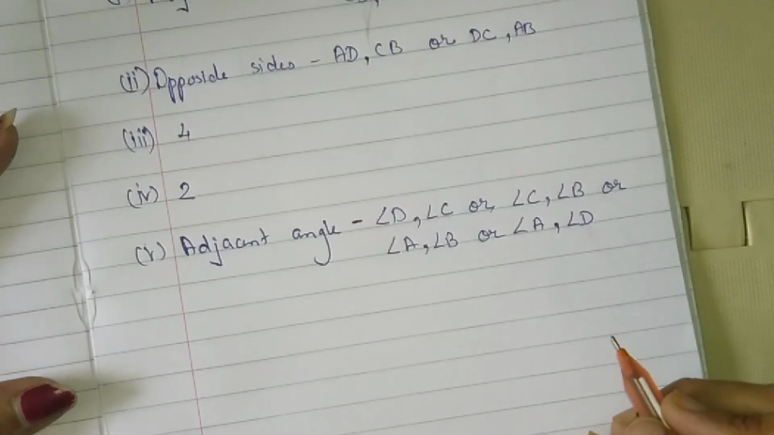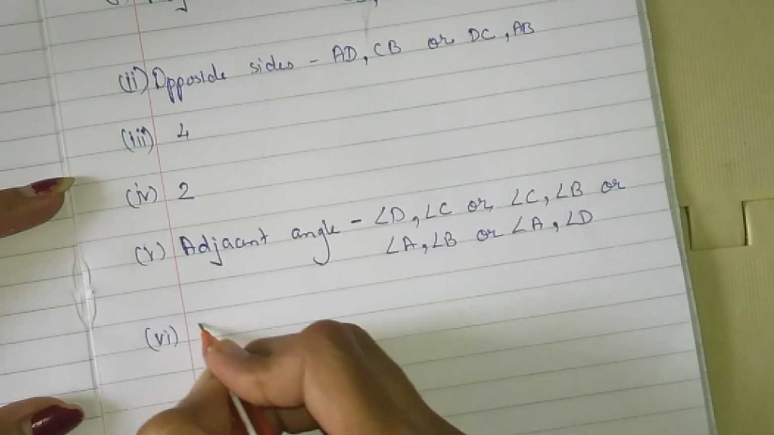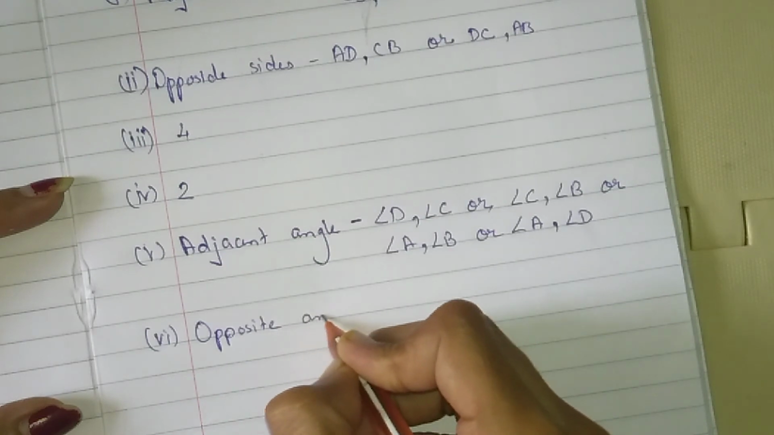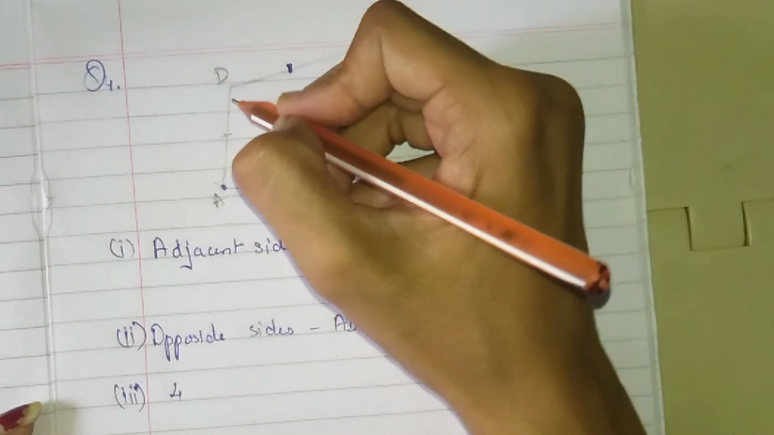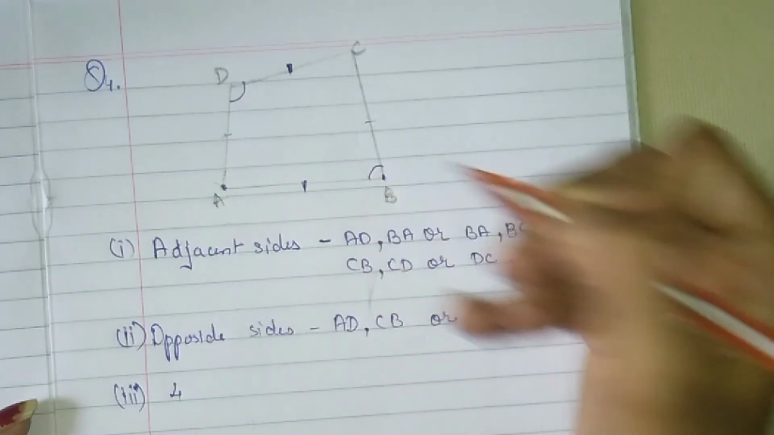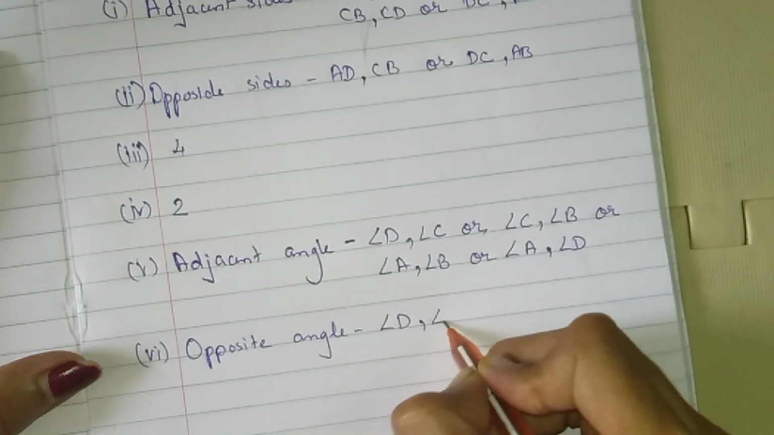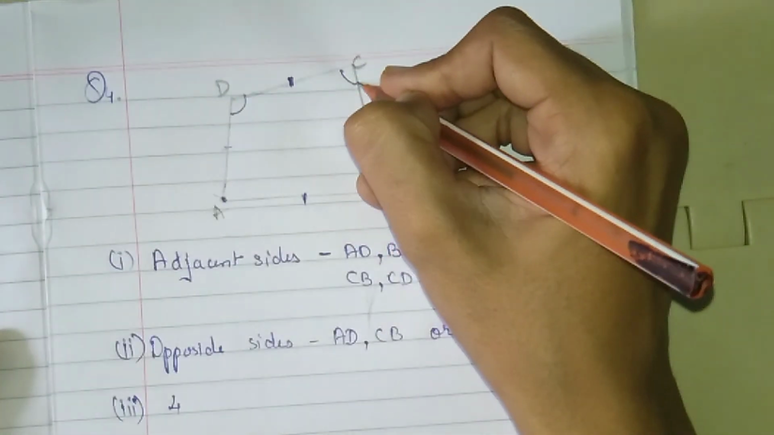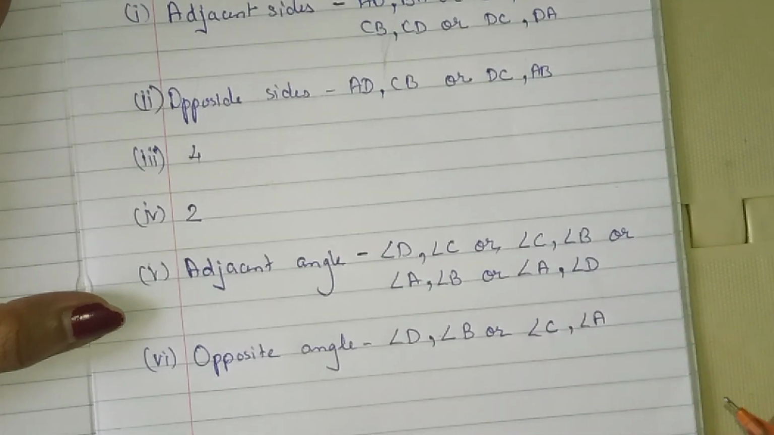Now sixth question is: name a pair of opposite angles. Which are the opposite angles? This angle D and angle B. So angle D comma angle B, or another is angle C, angle A.